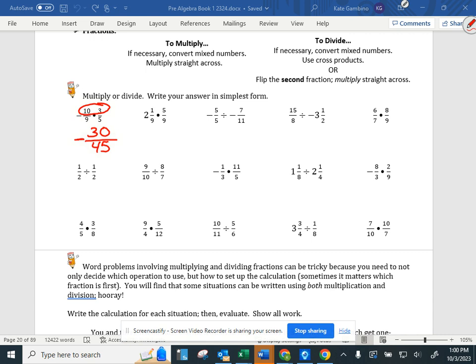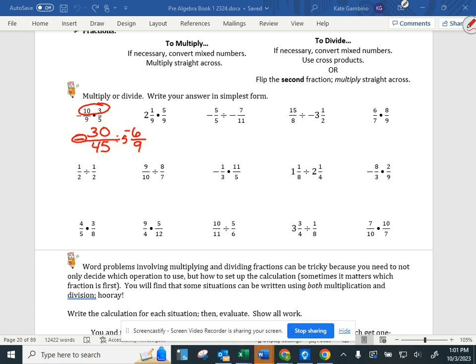Spectacular answer. Am I done? Claire, what do I have to do? Simplify, simplify, simplify. What can I divide out of 30 and 45? Shh, Addie. 5. I can divide a 5 out. 30 divided by 5 is 6. 45 divided by 5 is 9. And do not forget that it was a negative.